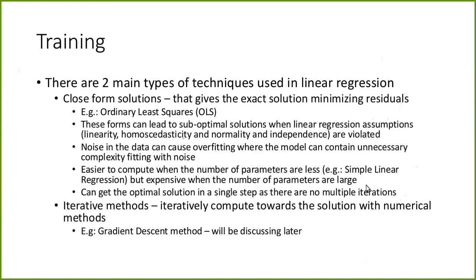But when the number of parameters is large, you have to do very complex matrix operations, especially matrix inversion, which becomes highly difficult and computationally expensive as the number of parameters increases. Because of that, these closed form solutions are not used when the number of parameters is too large, right? So when the number of parameters is too large, we use iterative techniques, mainly the gradient descent technique, right?